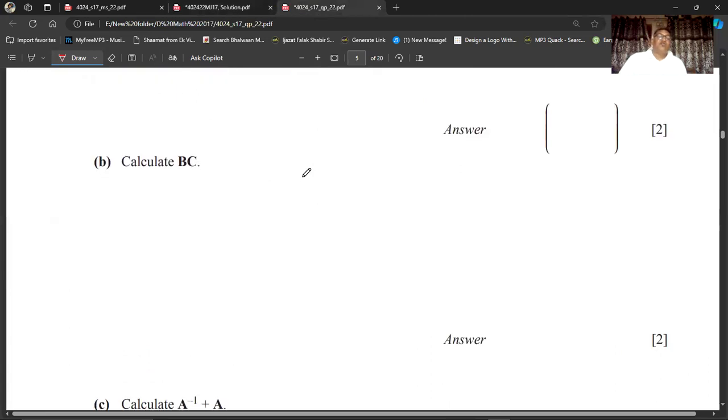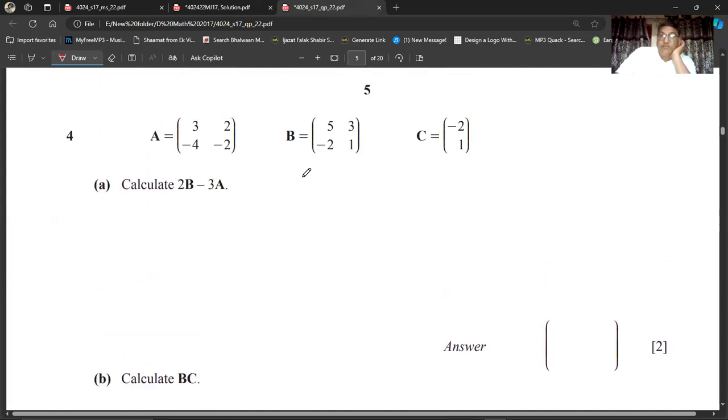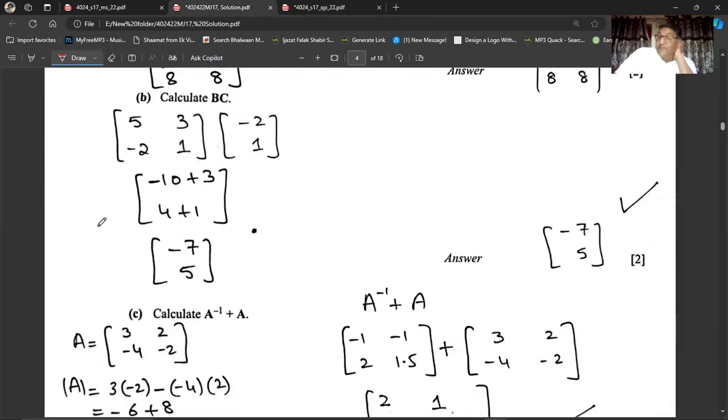So we are now on question number 4, and it's B part. He says, calculate, this is a 2 marks question, BC. We have to multiply the matrix B with the C. So let me show you. Now the matrix BC will be this matrix, which is 5, 3, minus 2, 1. You will multiply with minus 2, 1.